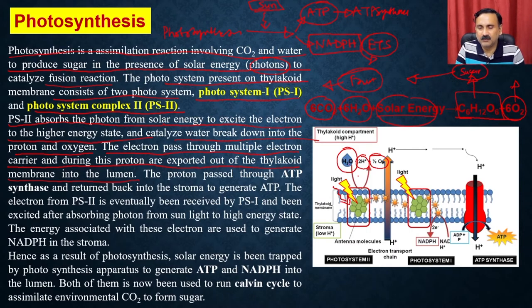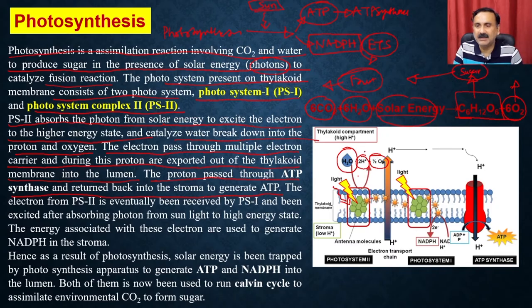It's going to do the photolysis of the water. That is actually going to generate the protons as well as the oxygen. On the other hand, the electrons which are excited from the PS2 are going to be carried forward throughout the lumen and the thylakoid, and that's how they are also going to be utilized. The protons pass through the ATP synthase and return back into the stroma to generate the ATP.